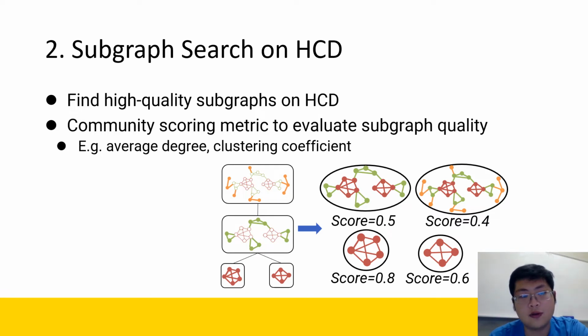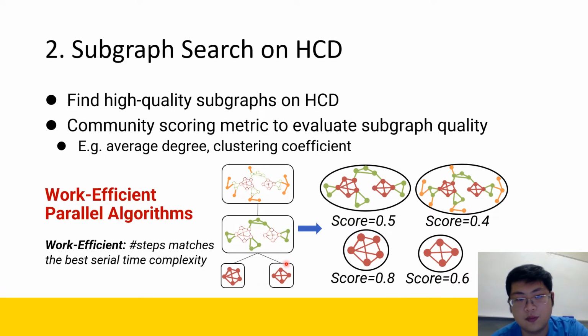The next problem is subgraph search on HCD. So we want to find high-quality subgraphs on HCD, and we use community scoring metrics to evaluate subgraph quality, for example, average degree and clustering coefficient. We have many k-cores in this HCD, and we want to evaluate all of them. We design a work-efficient parallel algorithm for it. Here, work-efficient means that the number of steps matches the best sequential time complexity.